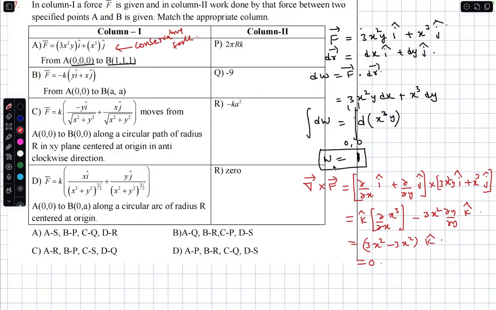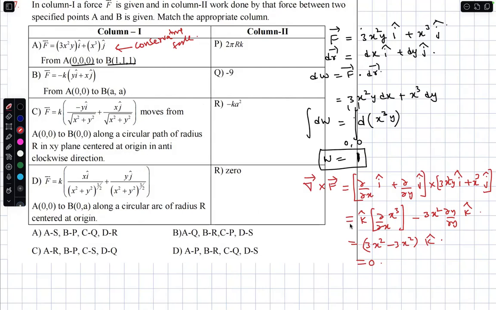Why 0? Here x is equal to 0, y is equal to 0. X is equal to 1, y is equal to 1. You will get 1 minus 0, work. It is not a closed path. So actually, it should be along a closed path. Otherwise, there is no answer. It is not minus 9, maybe it is minus 1. Let me just check. No issues. For a closed path, this is 0.